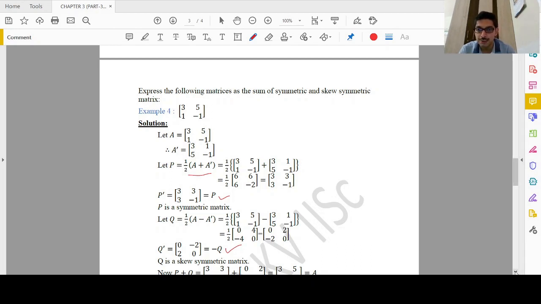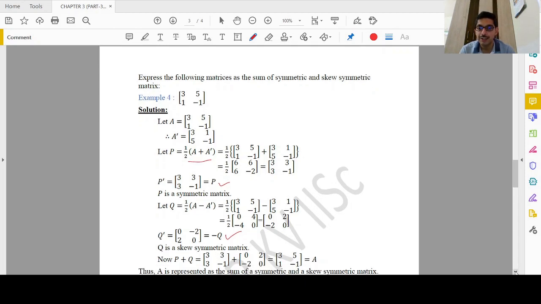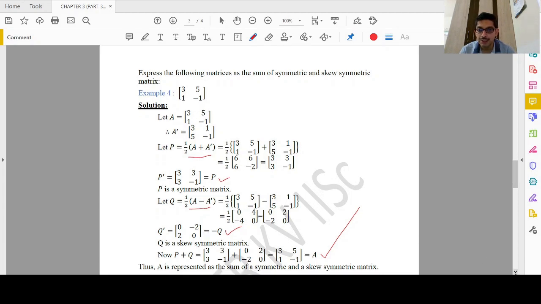Now we have to check whether P plus Q actually gives us A. So P we found as half of (A plus A dash), Q we found as half of (A minus A dash). P we got as 3, 3, 3, minus 1, and Q as 0, 2, minus 2, 0. Now P plus Q. So P plus Q will give you 3, 5, 1, minus 1, which is the same as the given matrix A.